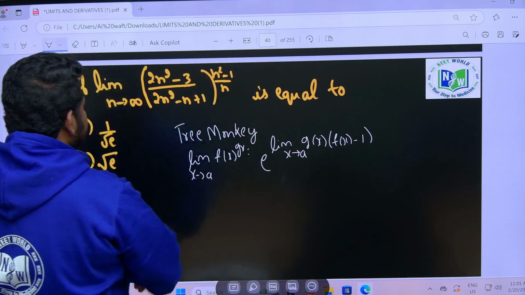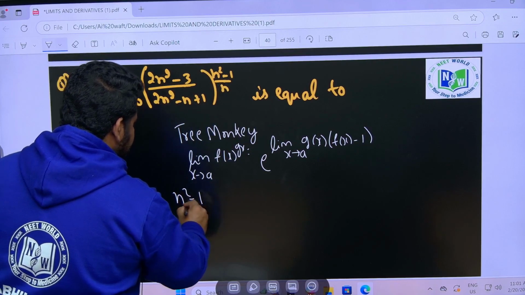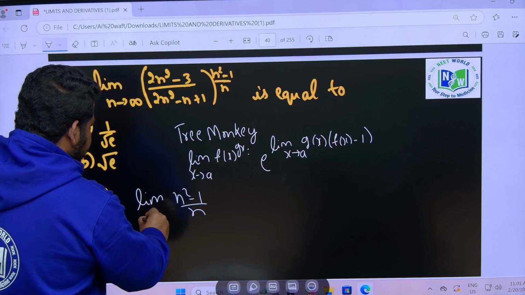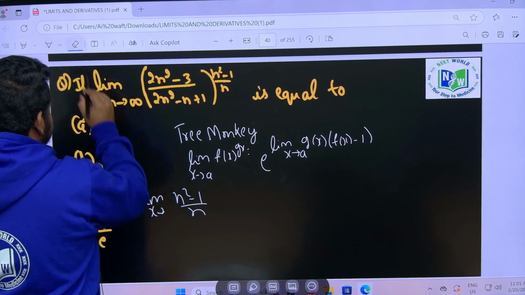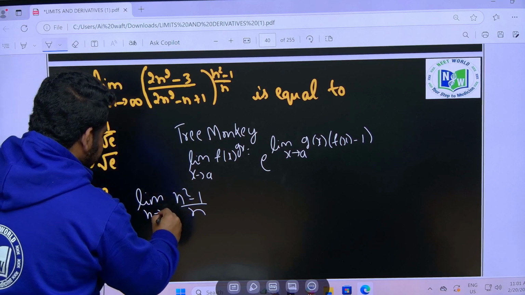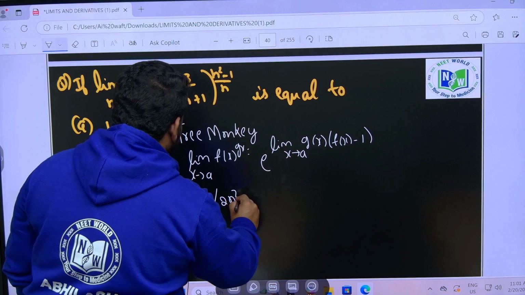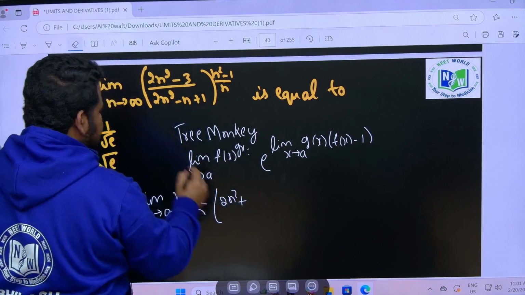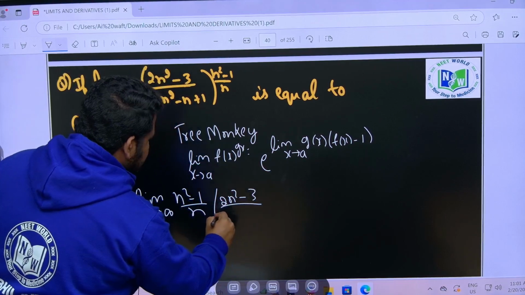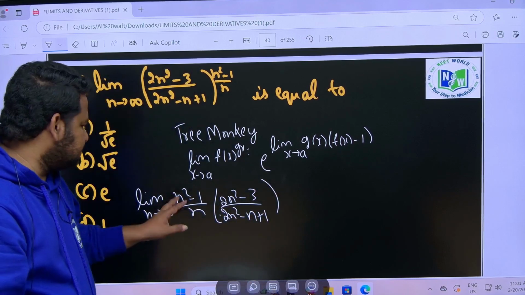So let us bring it to here. This is g of x. If it comes down, this will be n square minus 1 by n. Here it is given as n, so limit n tends to infinity, e power n square minus 1 by n into 2n square minus 3 divided by 2n square minus n plus 1. Okay, friends, this is what we have.